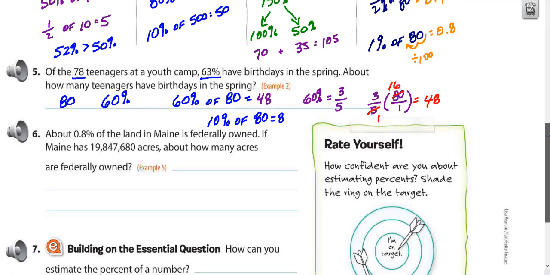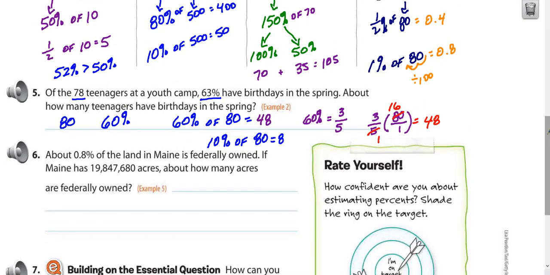All right, very last one. So again, if you have done number 6, watch. If you haven't done number 6, pause and then watch. Okay, let's take a look at number 6. 8/10 of a percent, that's less than 1%. 8/10 of a percent of the land in Maine is federally owned. If Maine has 19,847,680 acres, about how many acres are federally owned?